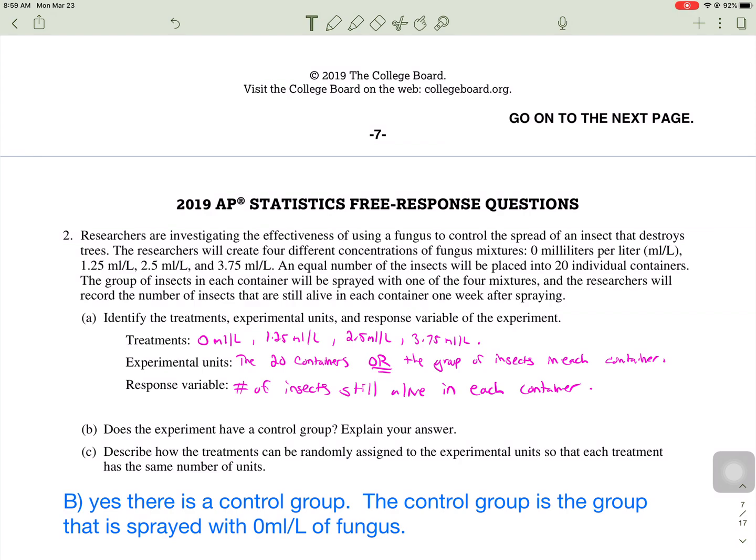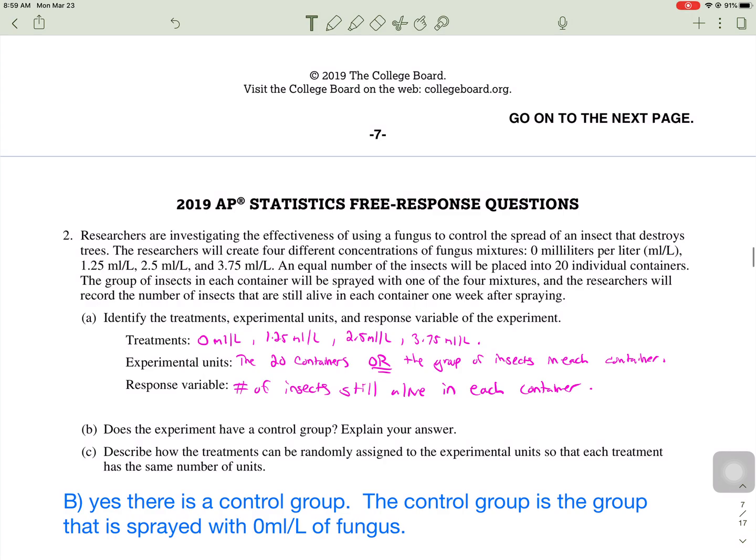Then, randomly select. Pick a container, shake the hat, then randomly pick a number out of the hat. For container 1, it will get that treatment. Continue this process 20 times. This will ensure that each treatment is present in 5 of the containers.